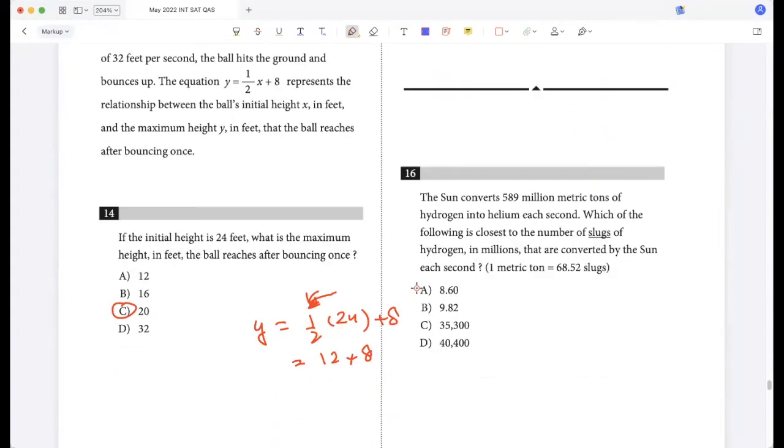The sun converts 589 million metric tons of hydrogen into helium each second. Which of the following is closest to the number of slugs of hydrogen that are converted by the sun each second? Okay. So 1 metric ton is 68.52 slugs. So 589 million metric tons will be 589 times 68.52 million, right? So let's plug this in. 589 multiplied by 68.52. So that's 40,358. So very close to D.